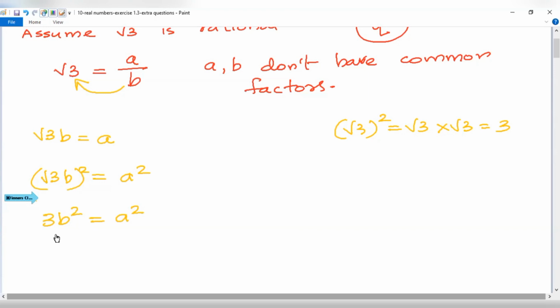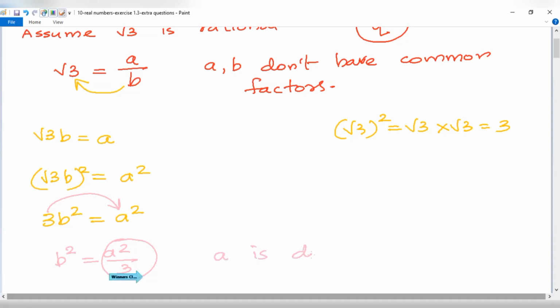Now, we can take this 3 to the other side. So b square will become a square by 3. See what happened? A square number is equal to a square by 3. So what we can say is a is divisible by 3. That is what we got now.